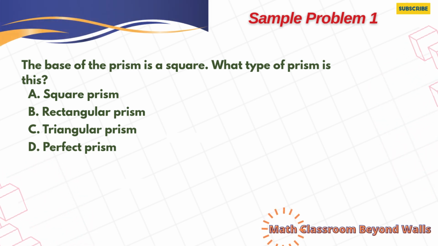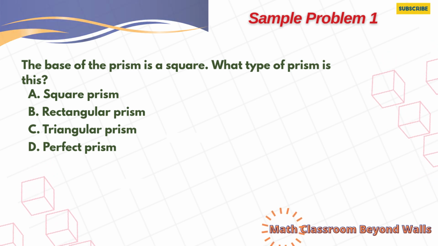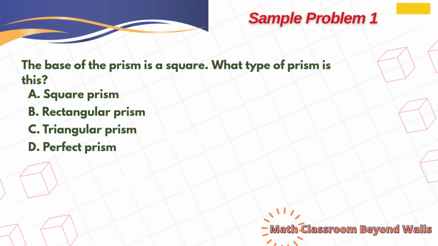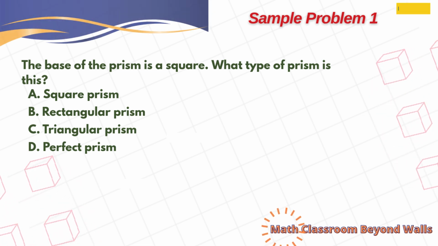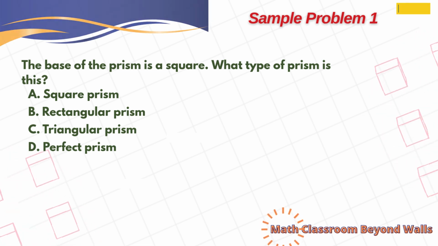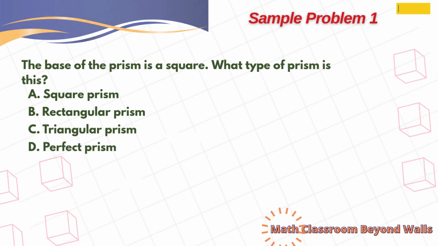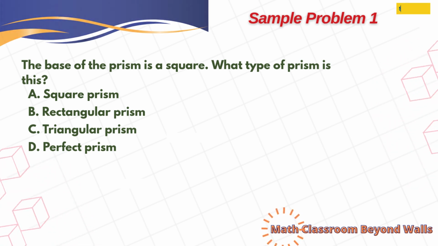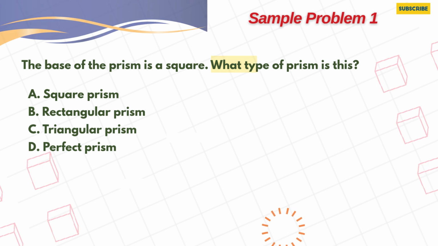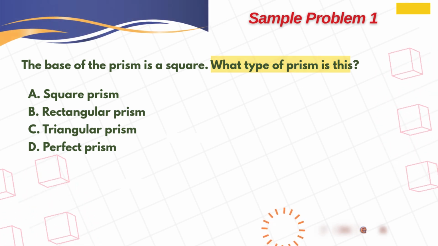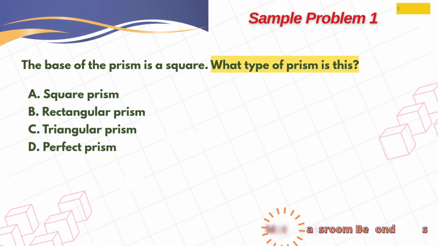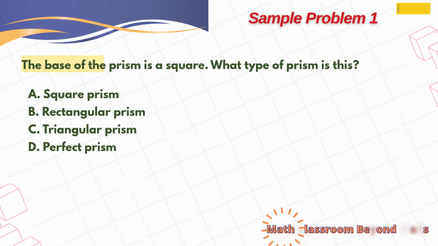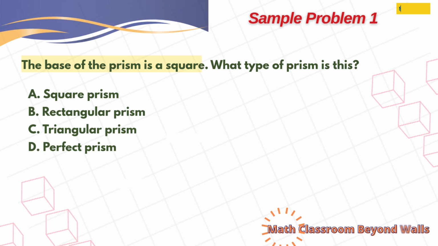As usual, we begin by reading the whole problem and may read it several times when needed to know what we're looking for, to determine what are given, and to figure out how the given information help find what we're looking for. What is asked in the problem, learners? You're correct. We're asked to identify the type of prism given the shape of its base. What are given? We're given a prism with a square base.